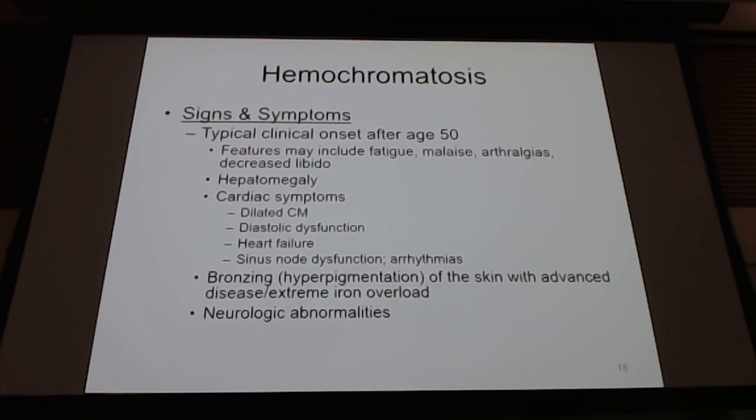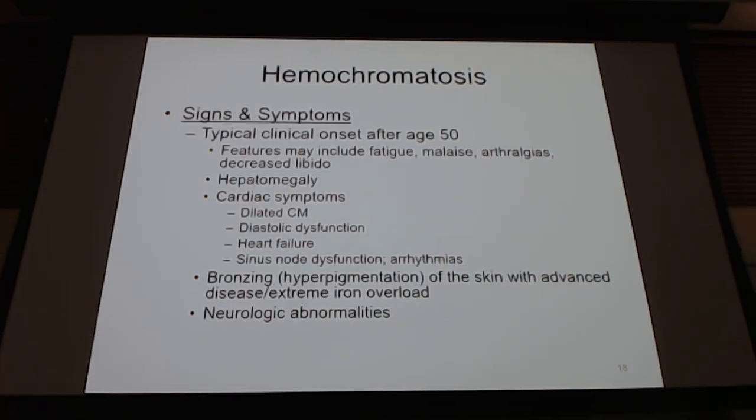When do we see this? Usually not until the age of 50. Very widespread, vague complaints, if you will, with fatigue, malaise, arthralgias, decreased libido, increased hepatic enzymes. And then we have all these cardiac symptoms because we're just having too much iron.